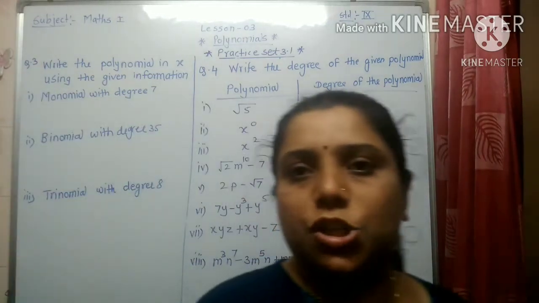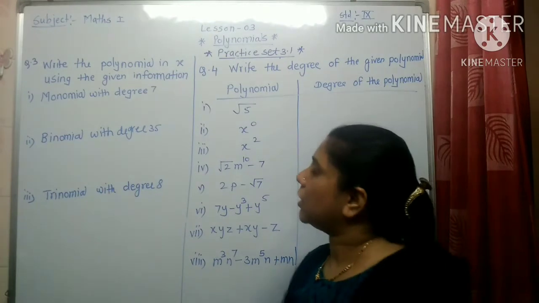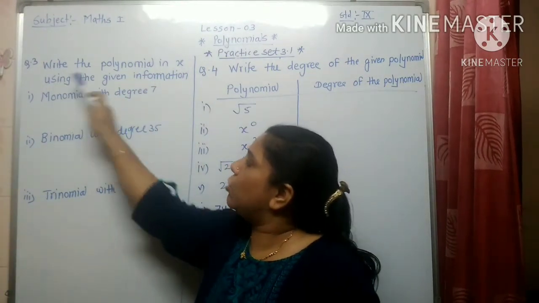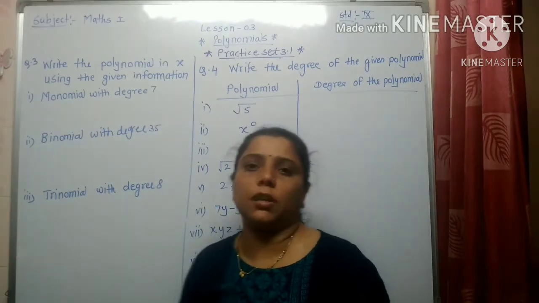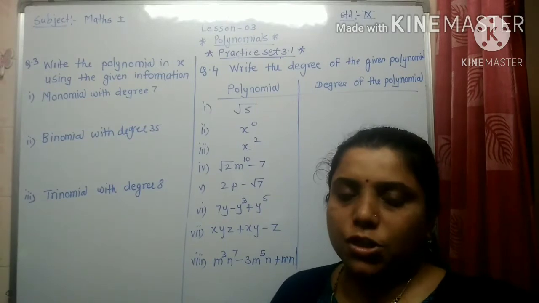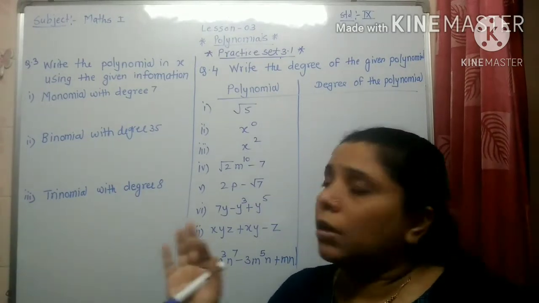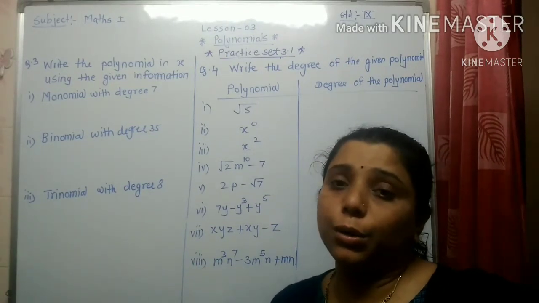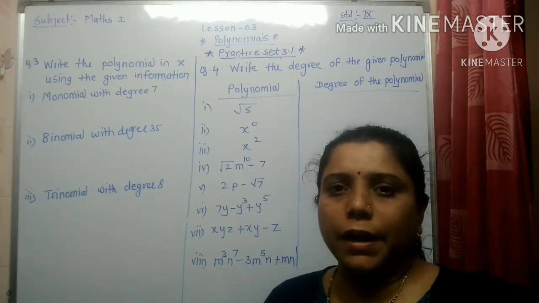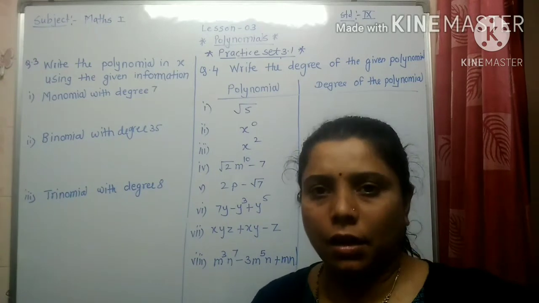Now, in the third question, what is the third question? Write the polynomials in X using the given information. They have given the information to us, and from the information you will write down the polynomial. But here you have to use the variable X only. If they have not specified it, you can use any variable.